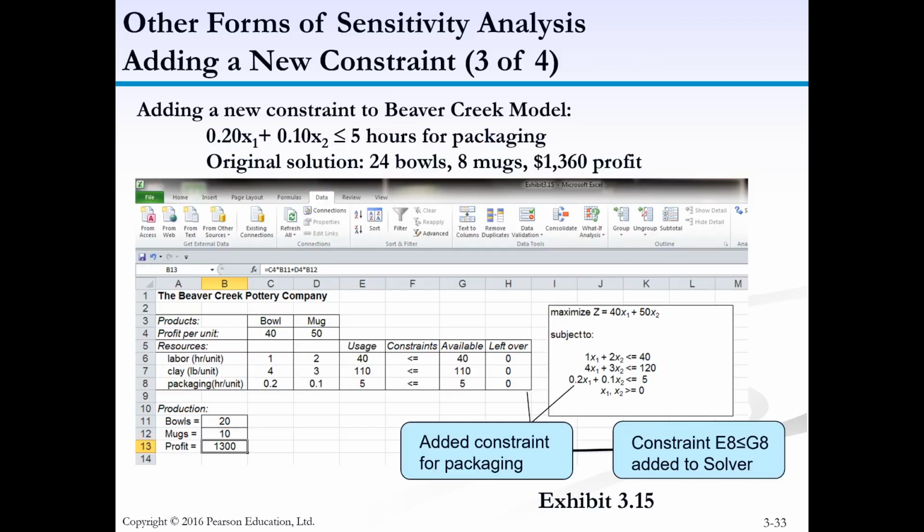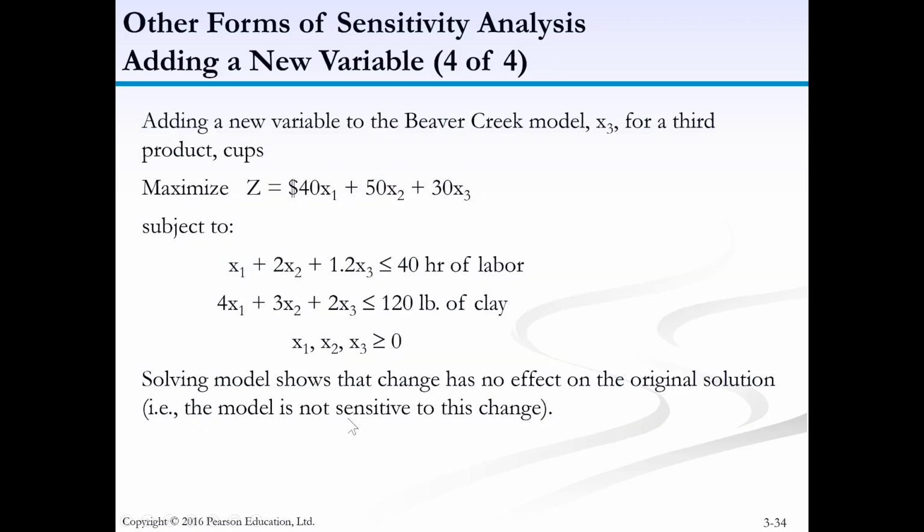Here we have added one more constraint. Packaging constraint has been added, and again we can resolve it and see the sensitivity. Another form of sensitivity analysis is adding a new variable. If we add a new variable, let's say instead of just making bowls and mugs, we are also making cups as well. And we have the two constraints again, the labor constraints and the clay constraints, and then we can solve it again.